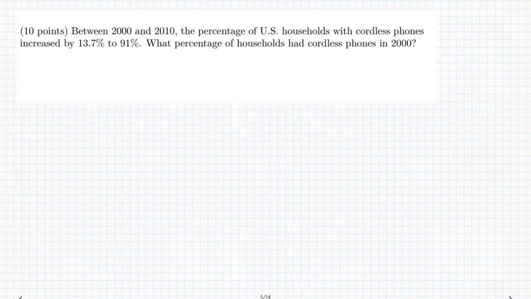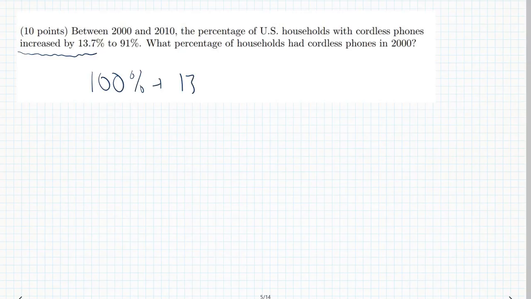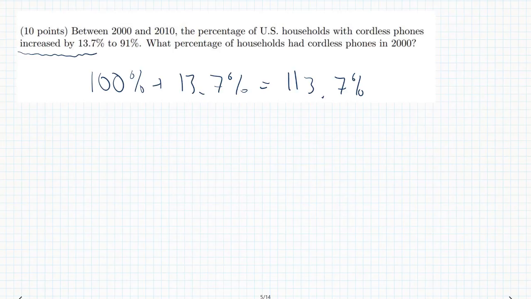Between 2000 and 2010, the percentage of U.S. households with cordless phones increased by 13.7% to 91%. So what percentage of households had cordless phones in 2000? Notice it says increased by 13.7%. So that means when we take our formula, we're going to take 100% plus the 13.7%, and that makes 113.7%. In order to talk about percent increase, you have 100% of the value, and then you add on to that. That's what's happened.